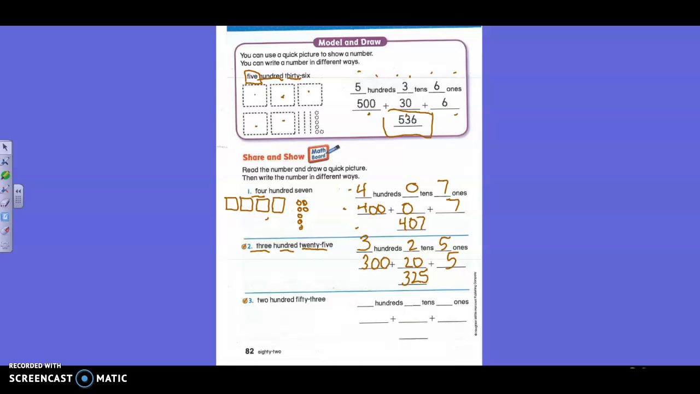How many squares? 3. How many sticks? 2. 2 for 20. How many circles? 5. 5 for 5. Okay. I will let you do the last one on your own and then flip it over. And I will tell you if you can put a star on it. Okay.